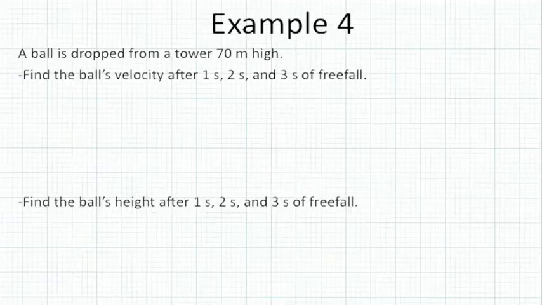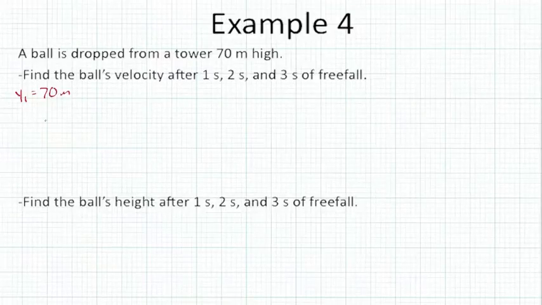Here is example 4. We've got a ball dropped from a tower 70 meters high. So let's just write that down. The displacement of a ball falling down is going to be 70 meters. Actually, I'm sorry, it's not our displacement. It's really our beginning position, our yi. That's going to be 70 meters, our beginning position.